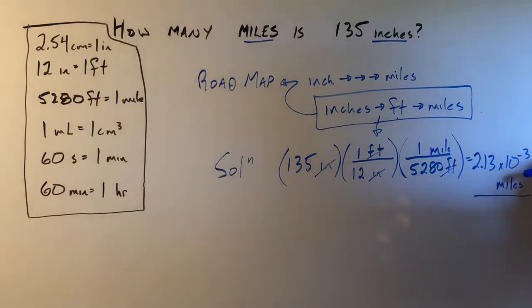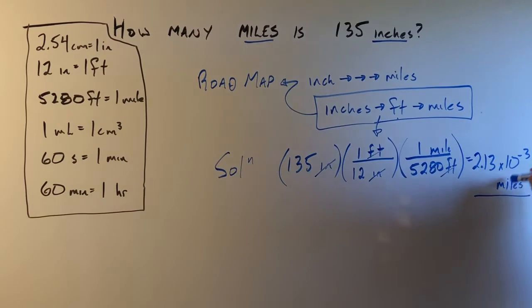And so we got 2.13 times 10 to the minus 3 miles, which of course we could have written as 0.00213 miles. Units important, number hopefully goes with the units. The process is really what's key.